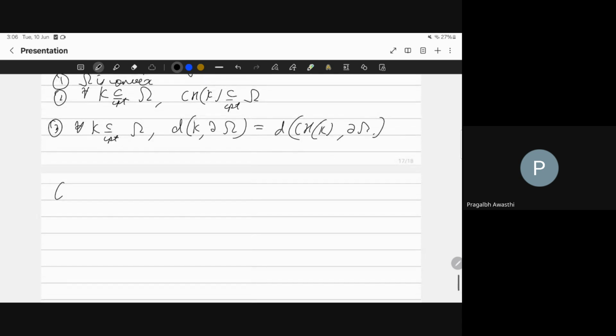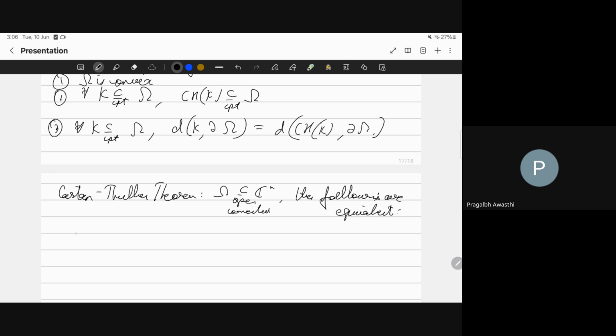And now the theorem which gives the relation, I mean the similarity, between convex geometry and this, which is the Cartan-Thullen theorem, which says that for open connected subsets of Cn, so omega is an open and connected subset of Cn, the following are equivalent. First, omega is a domain of holomorphy. Two, omega is holomorphically convex.